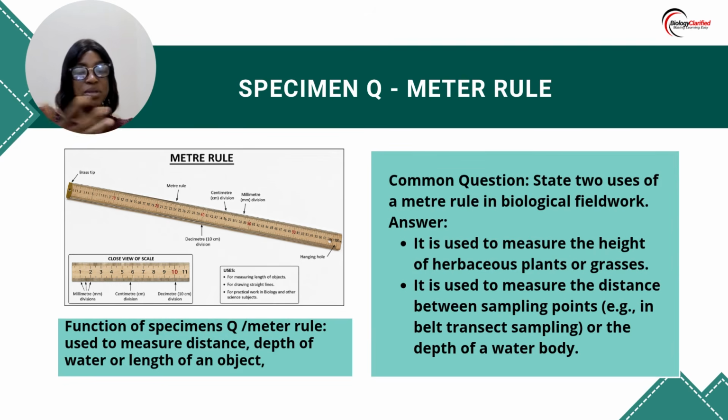The common question could be: state two uses of a meter rule in the biological field. Answer: it is used to measure the height of herbaceous plants or grasses. It is used to measure the distance between sampling points, e.g., in the belt transect sampling method, or the depth of a water body.